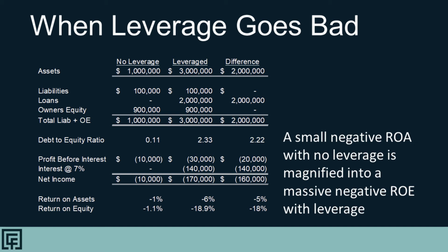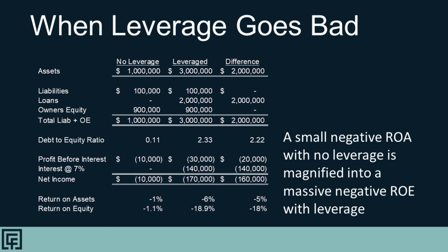Now look at the leveraged column. They have 3 times as many assets, so their loss before interest is 3 times larger. A $30,000 loss may not hurt them too badly, but they also owe $140,000 in interest. Their ROA after leverage is minus 6%, and their ROE is a negative 19%. To summarize, a small negative ROA and ROE with no leverage has been magnified into a massive negative ROE through leverage. Their ROE with leverage is 17 times lower than without leverage.